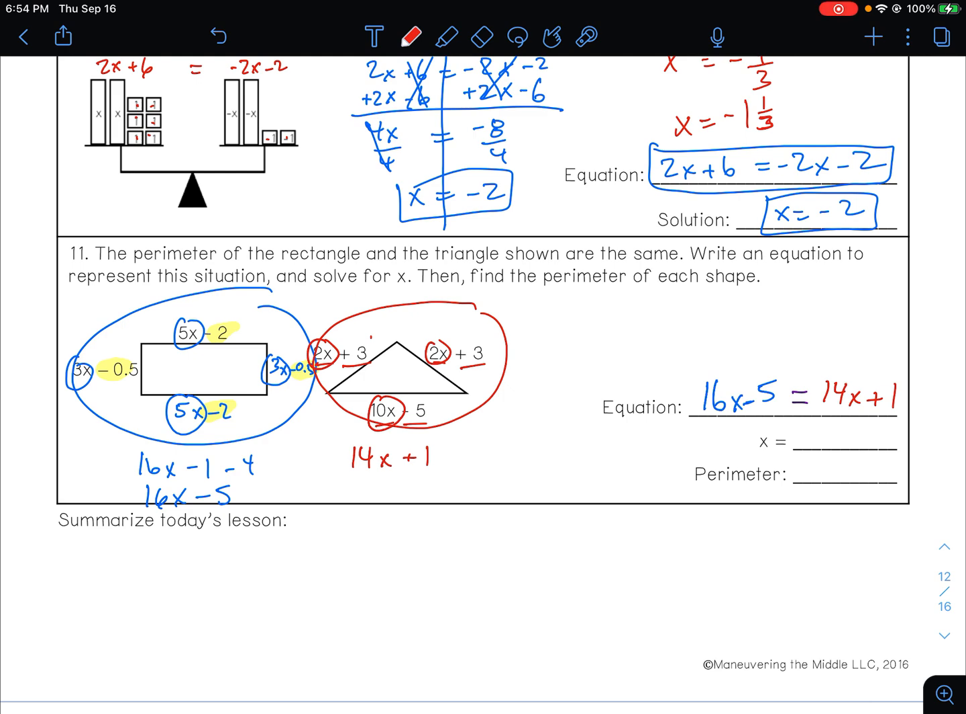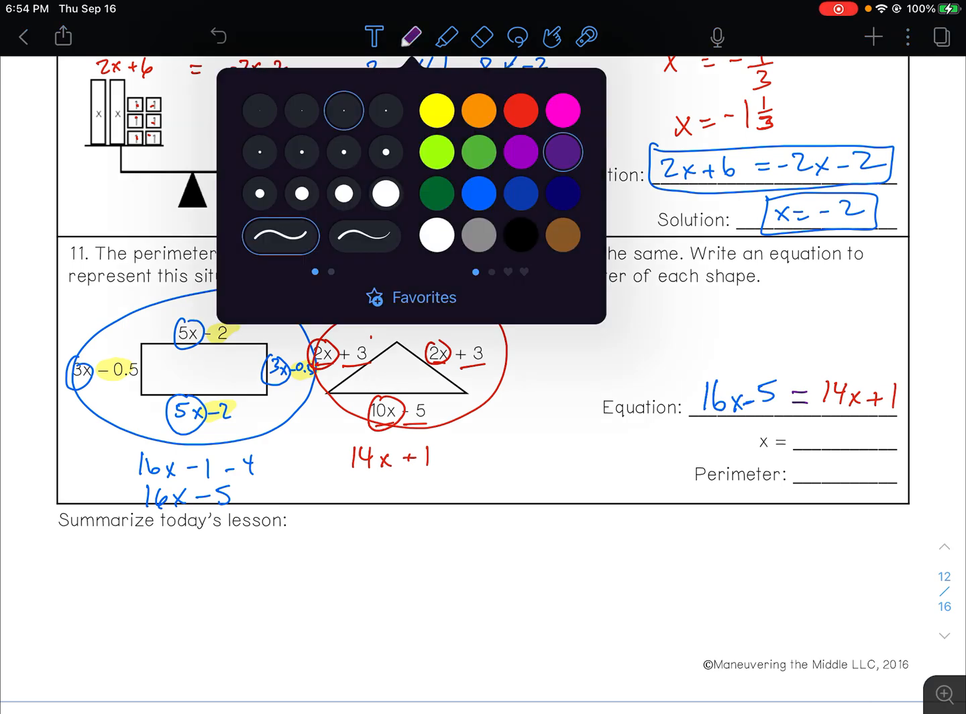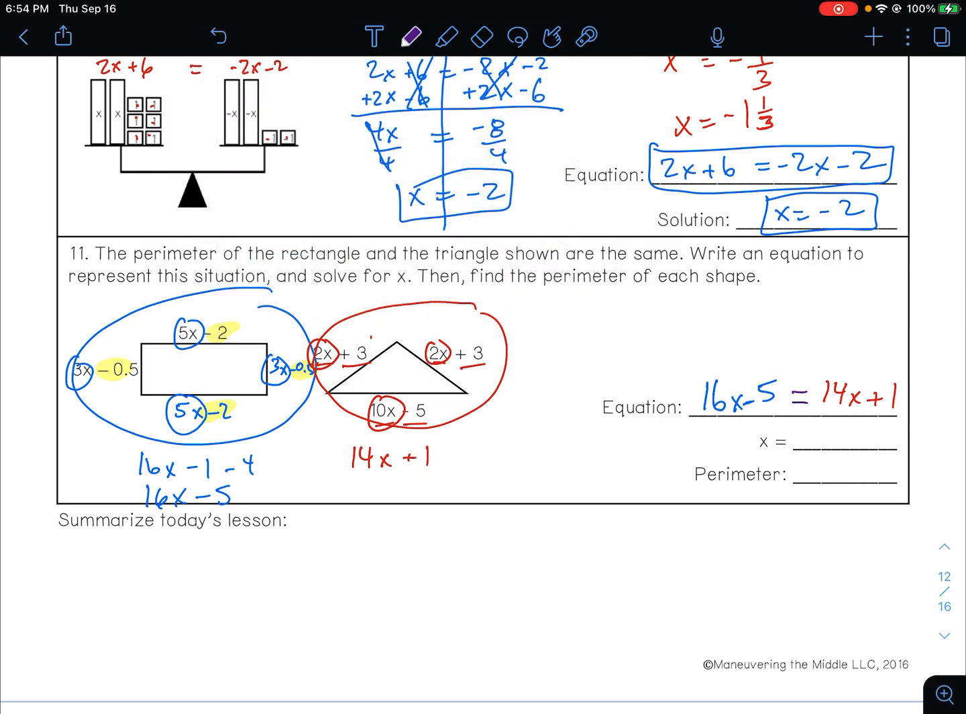Now they want us to solve it. So let's solve it. 16x minus 5 equals 14x plus 1. Oh, this actually isn't that hard once you get the equation. I have 16x and 14x. I would rather subtract the 14x. Get rid of that. Subtract 14x from the other side, which gets me 2x.